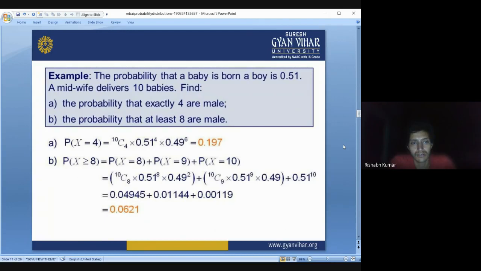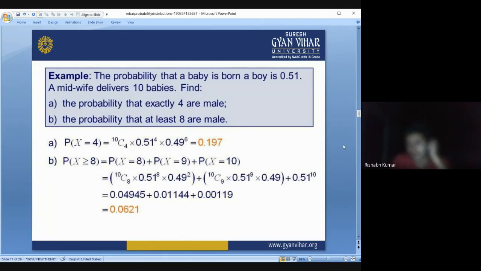Now for the solution of the B part, we have to find the probability that at least 8 are males. At least 8 are males, so 9 or all 10 are males will also be included in this group. So the probability of x, that is the baby being a boy, for the probability that a baby being born is a boy, the number being greater than or equal to 8 is going to be P of x equal to 8 plus P of x equal to 9 plus P of x equal to 10.